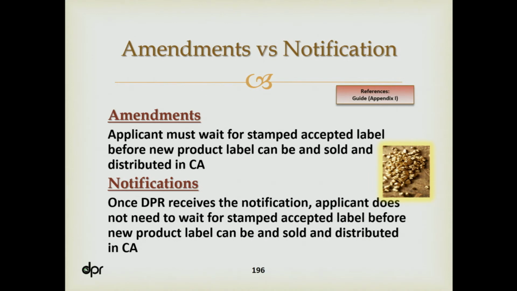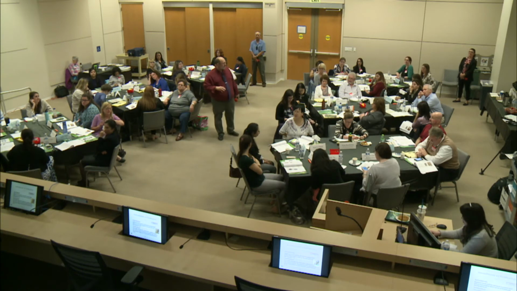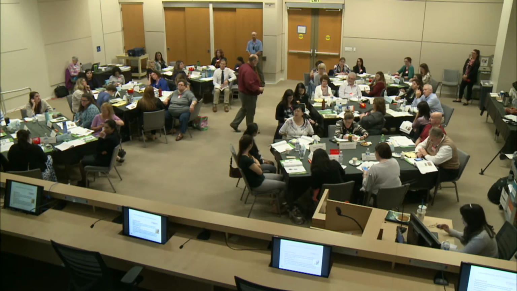Well, for a label amendment, the applicant must wait to receive their stamped accepted label before it can be sold or distributed into California. So basically, we are going to need to review the label, stamp it, and then get it back to you. Notification, if you're confident enough in your abilities that you followed the proper California notification, as soon as you submit it to us, you can start selling and distributing into California.